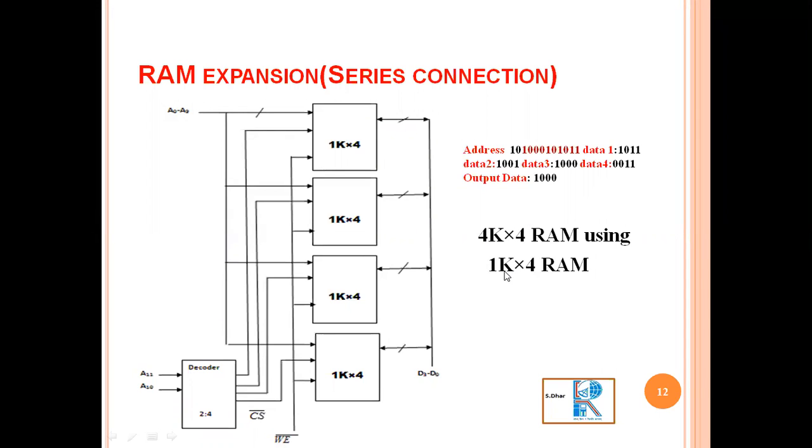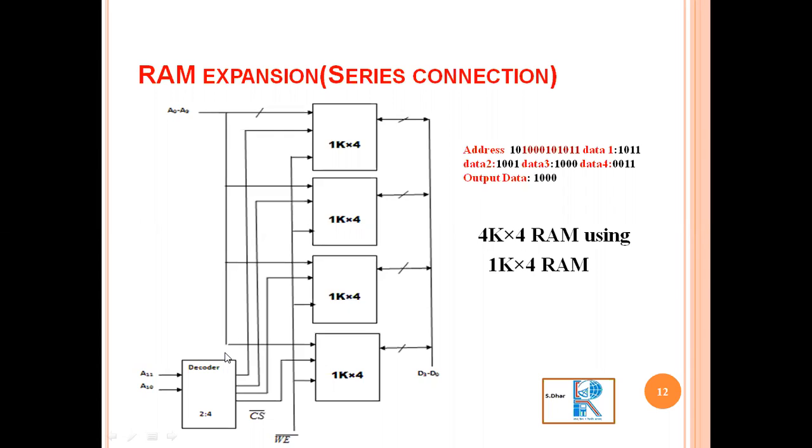But what is the address bit in the 1K into 4 RAM? This has 10 address bits. So what will happen for the 2 extra address bits? See here, these are the 4 RAMs. I connected the address lines A0 to A9, the 10 address bits, with this RAM, this RAM, this RAM, and this RAM. They are connected. Clear?